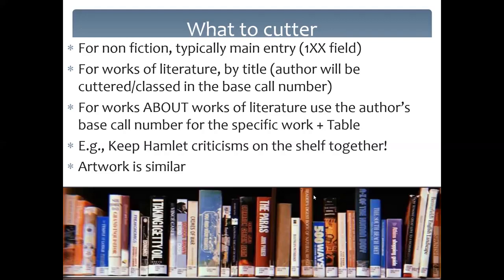For works of literature, as we saw from last week, you're going to cutter by the title because the author name has already been cuttered or classed in that base call number. And so if you look in the authority file, you'll find that the author number will include a classification for that author. So you don't need to do the author twice. You've already done it there. So then you're going to cutter by the title of the work.